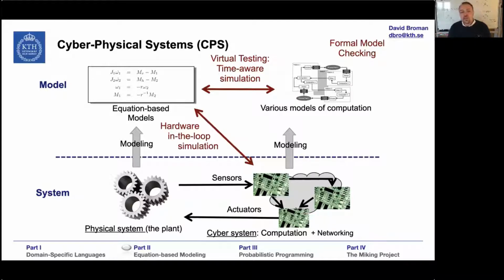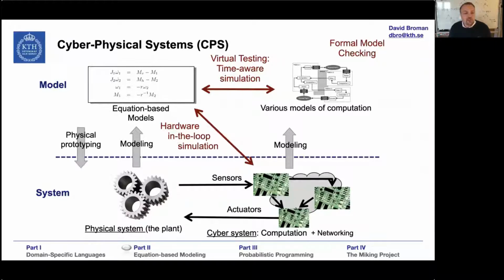Okay, and if you look at this combination, you can also see how the model here can be simulated. And if that is simulated in real time, and the actual cyber part is executed on, say, an embedded system, then you can do something called hardware-in-the-loop simulation. So you're simulating the physical world, but the embedded system believes that it's interacting with the real world, but it's not. And then you get challenges on computations. You need to do these simulations in real time, which can be very demanding.